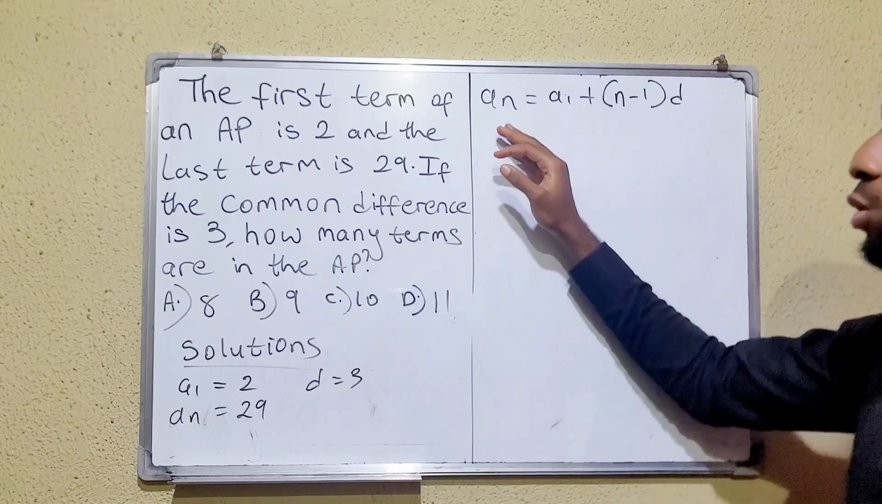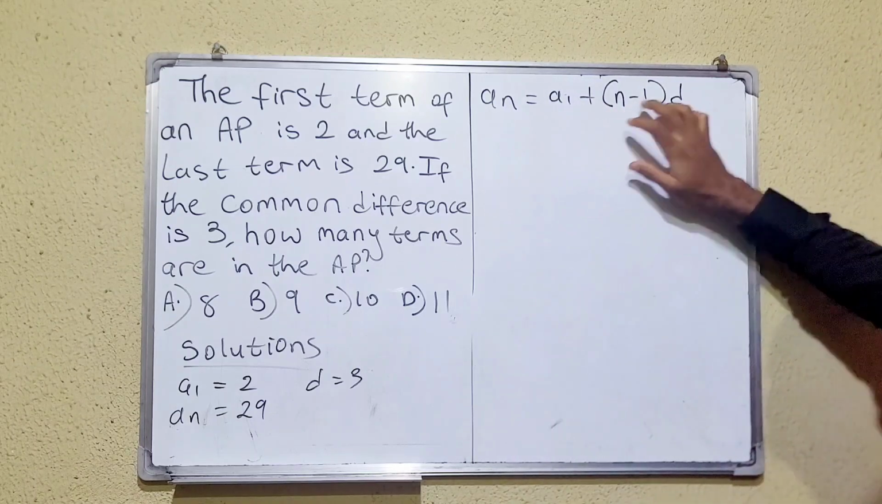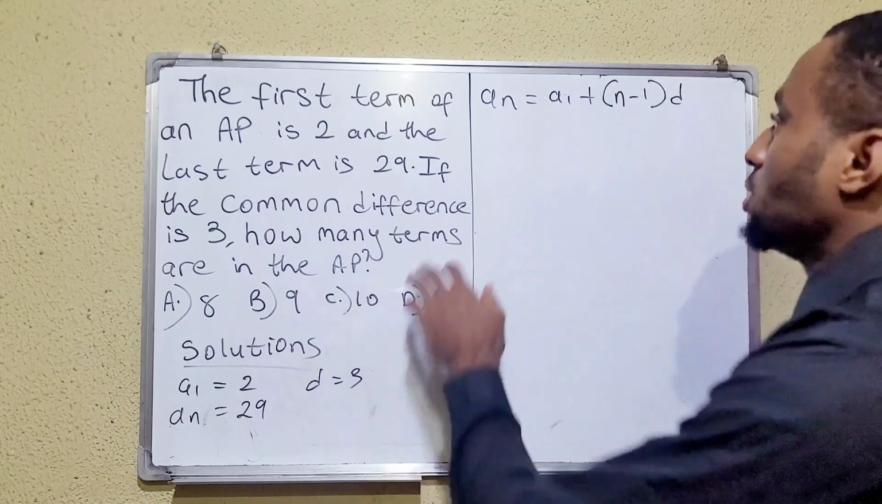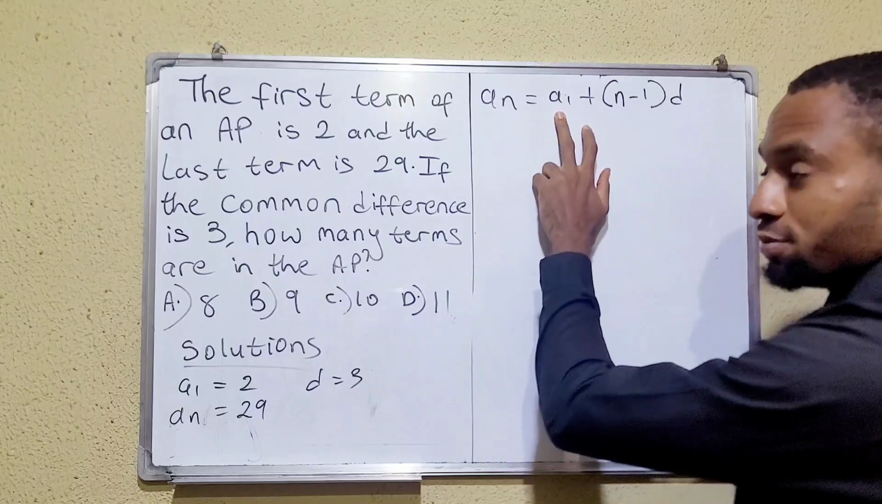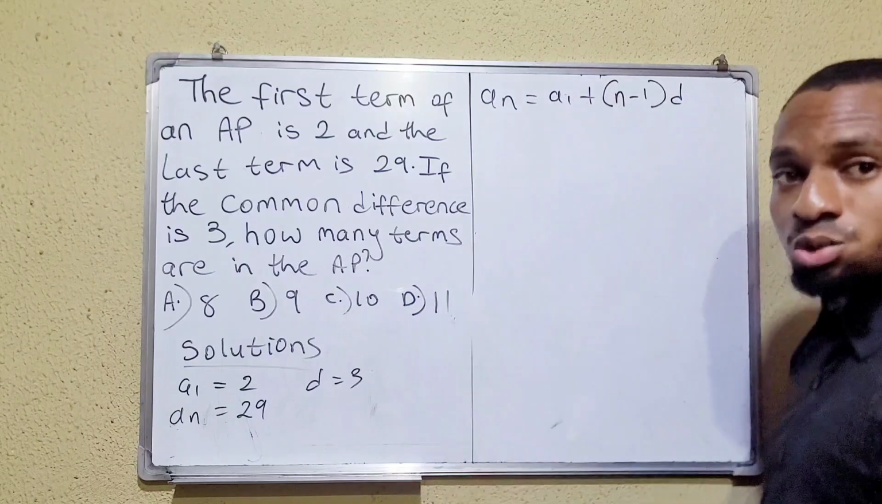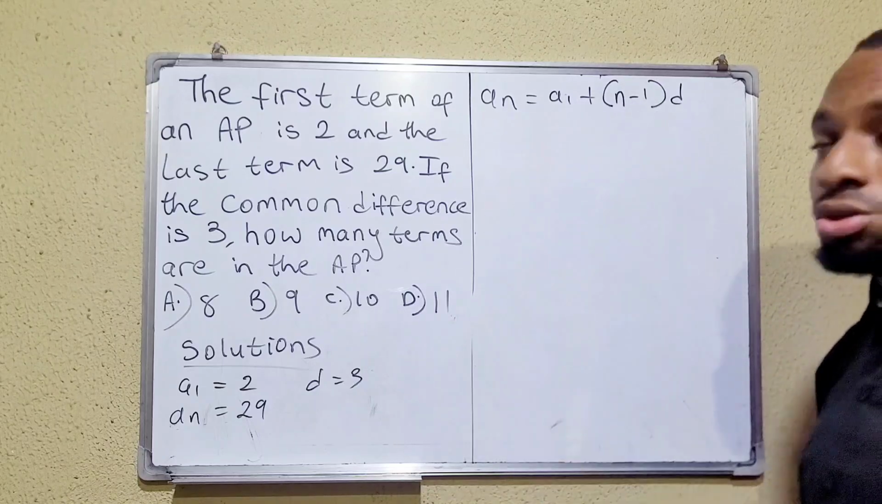This formula involves your last term, your first term, the number of terms, and your common difference. So with this, we can use this formula to find even the last term when your first term is given, your number of terms, and your common difference is given. You can as well use it to find your first term if either of these 3 are also given.